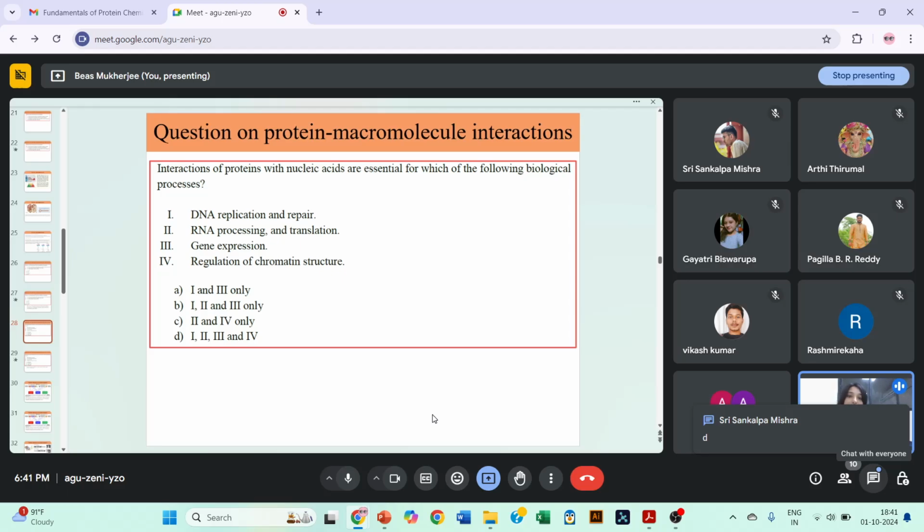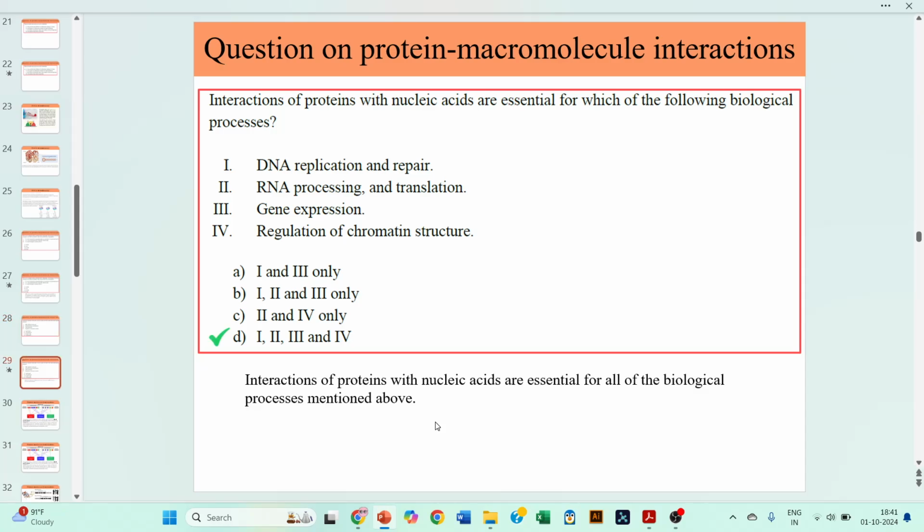Right. So this is a very general question, and they are asking you the interactions of proteins with nucleic acid are essential for which of the following biological processes? DNA replication and repair, RNA processing and translation, gene expression, regulation of chromatin structure. So yes, all of you are correct. All the different processes are important for protein DNA interactions are basically important for all of these different processes. So yes, D is the right option.